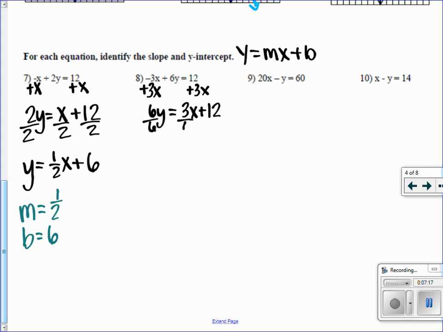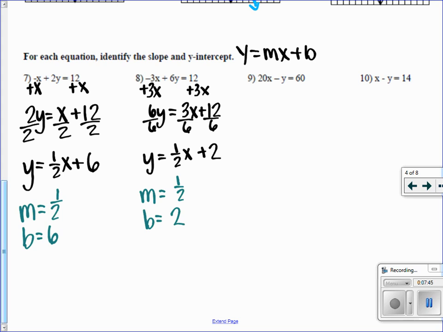Divide by 6, and everything gets divided by 6. What's 3 divided by 6? 1/2. So 1/2 x, and then 12 divided by 6 is 2. So then what's the slope? 1/2, and what's the y-intercept? Wonderful. Let's skip number 9, just go to number 10.